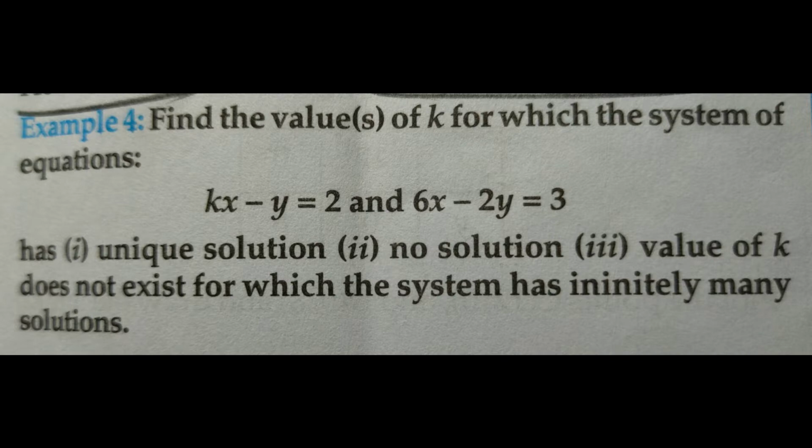Let us see one question shown on the screen. Find the values of k for which the system of equations has number 1 unique solution, number 2 no solution, number 3 the value of k doesn't exist for which the system has infinitely many solutions. Okay, so this question is like a general question where all the three types have been given. So let's try to solve this.